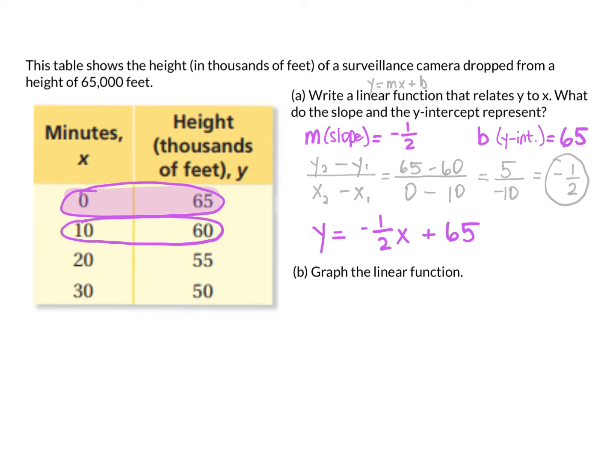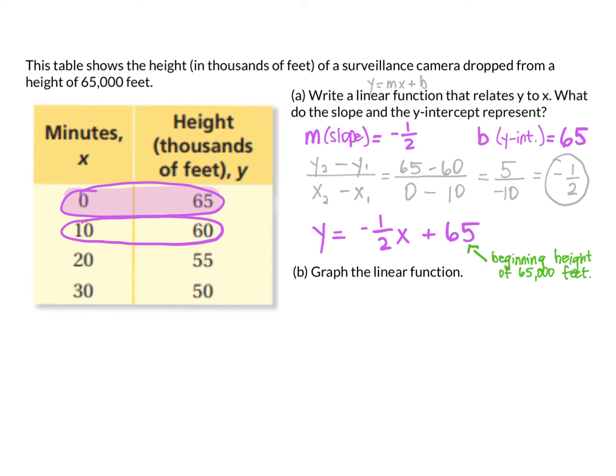So now let's answer that other question. What do the slope and the y-intercept represent? Okay, so we know that the y-intercept represents the beginning height. So the surveillance camera was at 65,000 feet at the very beginning. That's what that represents. Now the slope is negative 1/2. And remember, we're dealing with thousands of feet, okay?